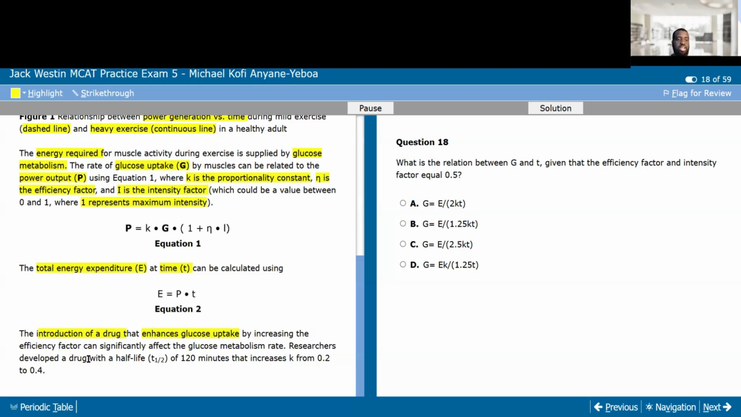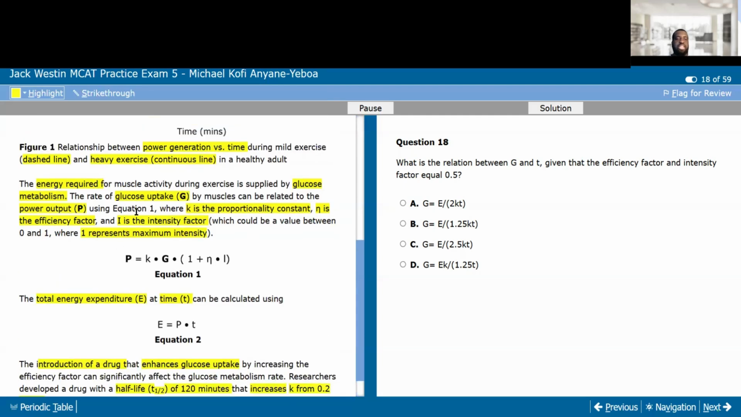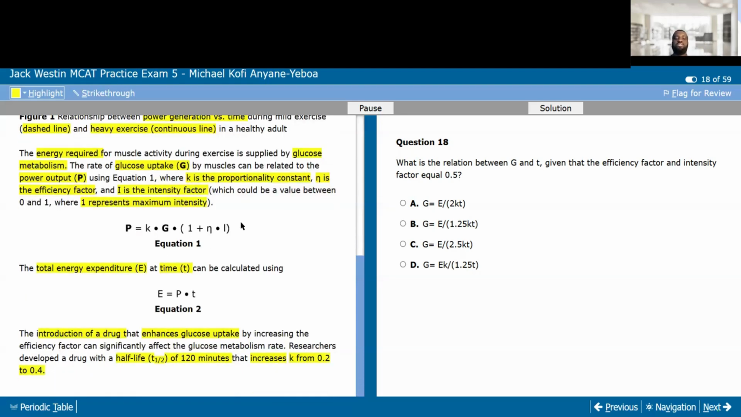Researchers developed a drug with a half-life of 120 minutes that increases K from 0.2. So what does this drug do? Remember, first encounter, we're encountering a drug now. This drug is increasing our K from 0.2 to 0.3. You know what? Let me just highlight this. Now it looks like a lot. I did a lot of highlighting in the middle here just to show you things to take note of. You don't necessarily have to highlight them. The bolded P and G would be your highlight, so you don't necessarily have to put yellow there, but I wanted to show you that anytime there's an equation, you need to know the variables, right?